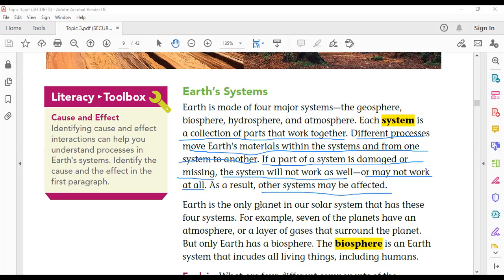Earth is the only planet in our solar system that has these four systems. This is a very important point to know. Other planets, for example, Mercury, Venus, Jupiter, they don't have these systems. And that's why life is impossible on these planets. Life is possible only on Earth, because the Earth is made up of four systems and these systems work together.